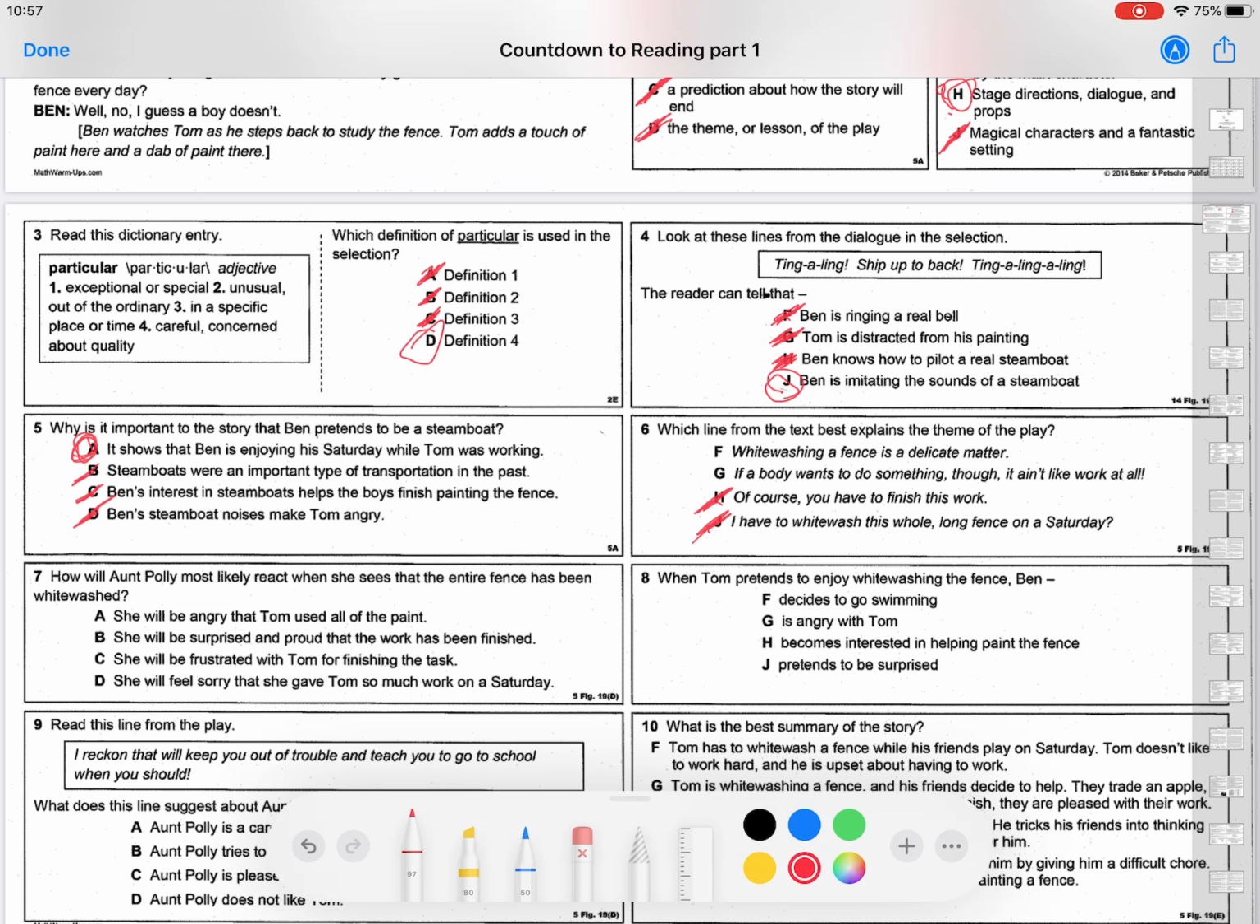Whitewashing the fence is a delicate matter. While that is true, it's not the overall theme. That's not what we learned throughout the story. If a body wants to do something, it ain't like work at all. That's our lesson learned that we highlighted earlier on.